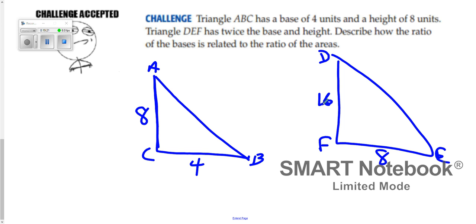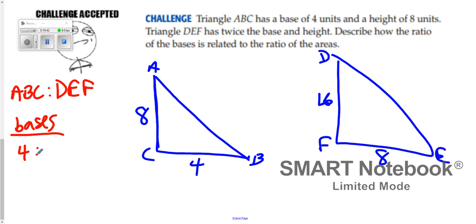Describe how the ratio of the bases is related to the ratio of the areas. Well, first, okay, let's write a ratio of the bases. So ABC to DEF. Those are the 2 triangles we're looking at. And first, we're going to look at the bases. The base of ABC is 4. The base of DEF is 8. If I simplify that, I get 1 to 2.